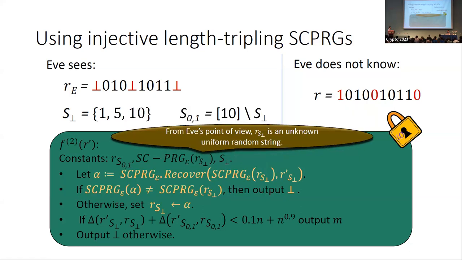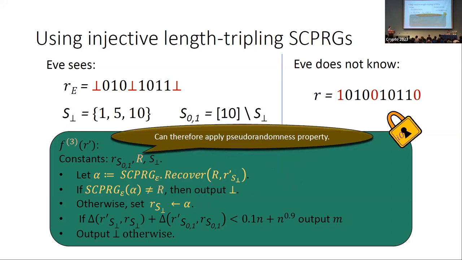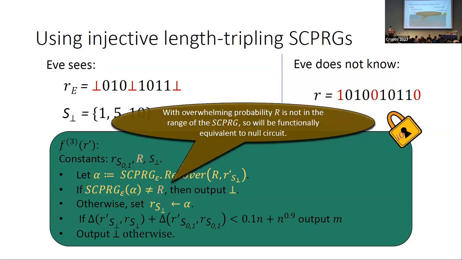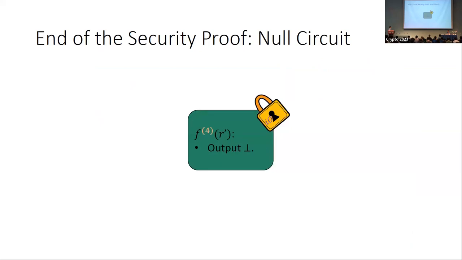Okay. So now we're going to apply the pseudorandomness property. We're going to switch this PRG output to a uniform random string R. And with overwhelming probability, R for a length tripling SCPRG will not be in the range of this SCPRG. So this will be functionally equivalent to the null circuit. And that's it.